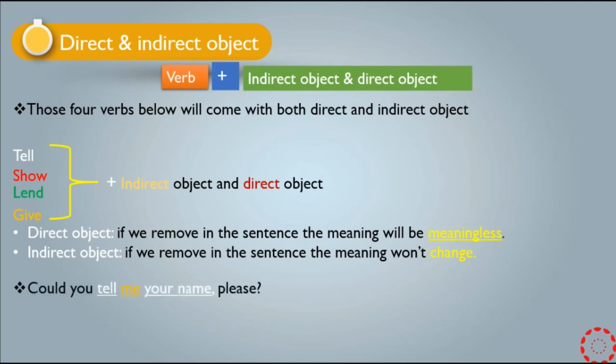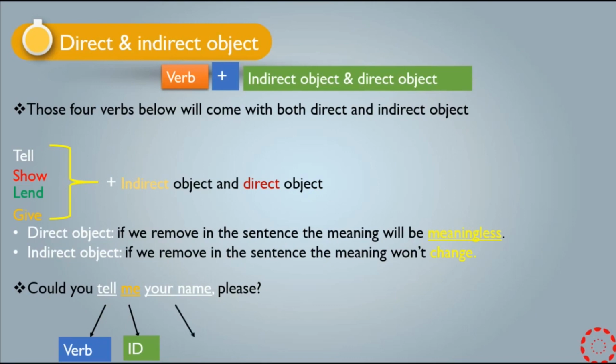For example, we have a sentence: could you tell me your name, please? Now we will clarify which one is the verb, which one is the direct object and indirect object. First of all, we have tell, which is the verb, and me is the indirect object. Like the form of the rule, we have the verb, indirect object, and direct object. Now tell is a verb, and after tell we should have the indirect object, which is me.